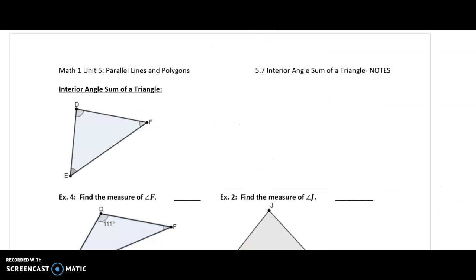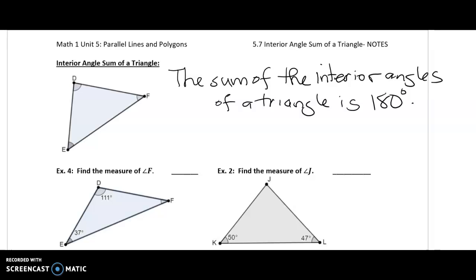All right, moving on to the next page of notes, dealing with the interior angle sum of a triangle. The sum of the interior angles of a triangle is equal to 180 degrees. So again, that means that the measurement of angle D plus the measurement of angle E plus the measurement of angle F equals 180 degrees.